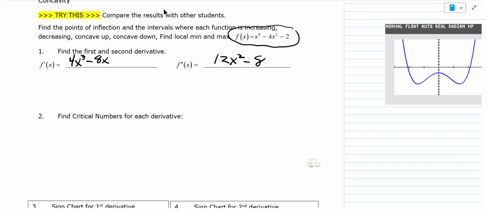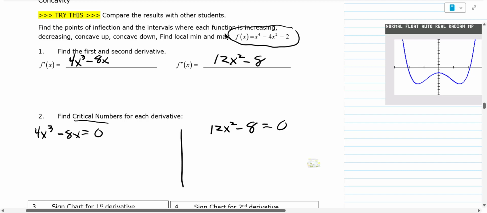Okay, now what do you do to find critical numbers? I'm going to keep asking the question. You set the derivatives equal to 0. Good. Okay, because I think last class we weren't quite there on that. So you're always looking for where the derivative is 0 or where it's undefined. Now, don't forget about the undefined. These are defined everywhere. X can be anything, so we just solved these two equations.